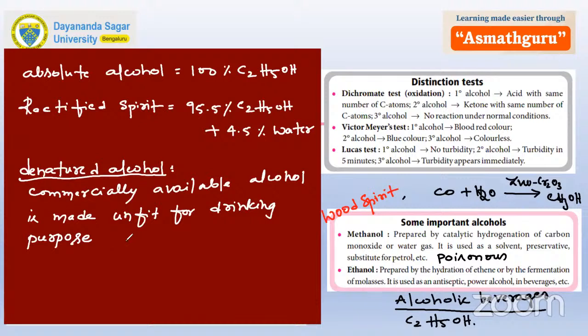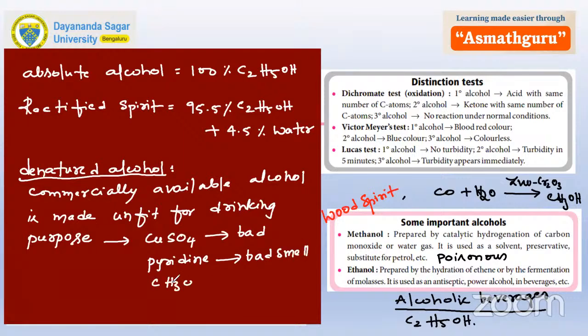By adding what? We add copper sulfate to give a bad color. We add pyridine to give a very bad smell. And we also add a little bit of methanol, because we know that methanol is poisonous. By adding all these chemicals, the government has made commercially available alcohol unfit for drinking purpose. And this is known as denatured alcohol. Take one screenshot.